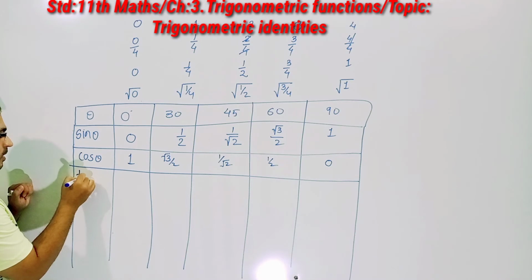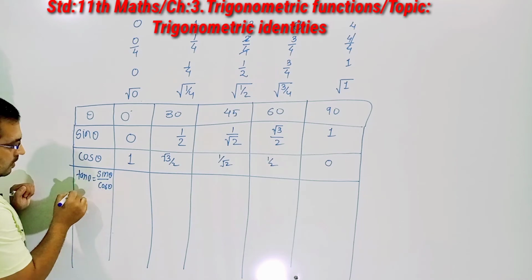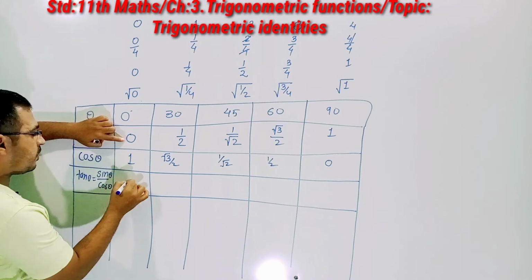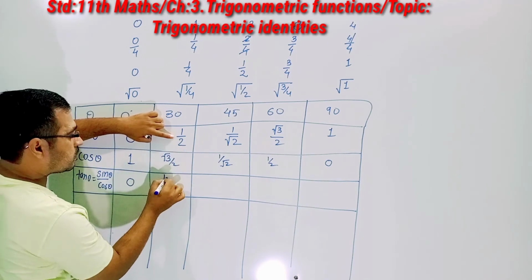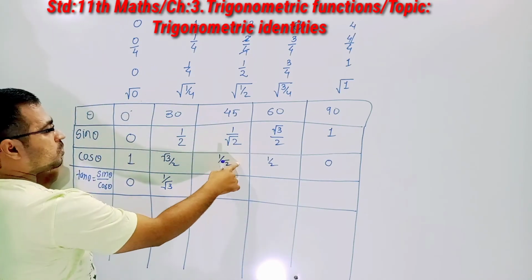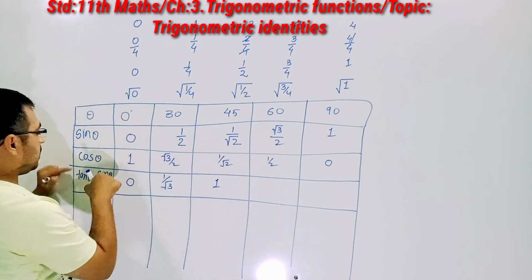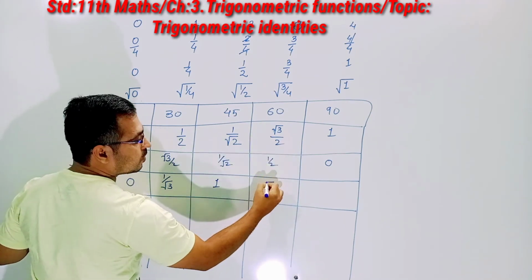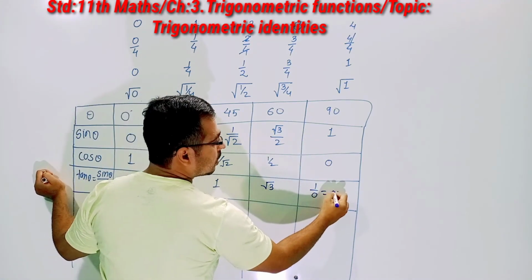Now finding tan theta. So students, we know that tan theta is equal to what? Sin theta by cos theta. So 0 divided by 1, obviously 0. 1 by 2 divided by root 3 by 2. So 2 will be cancelled. So we are getting 1 upon root 3. Sin theta by cos theta, both will be same, so these will be cancelled out. We are getting what? 1. Then sin theta by cos theta means root 3 by 2 and 1 by 2. So 2 will be cancelled out. We are getting what? Root 3. And 1 upon 0, 1 upon 0 is undefined.